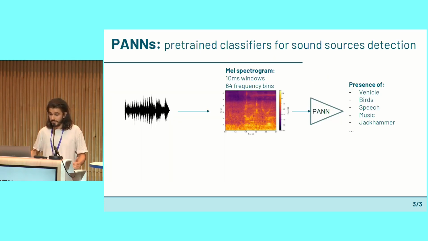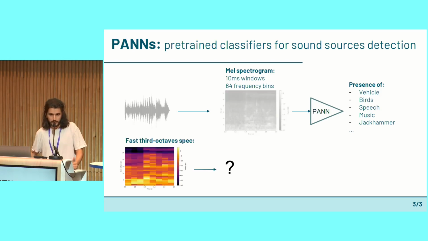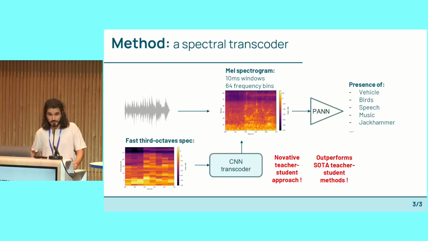And lucky for us, we have access to pre-trained classifiers for sound source detection, which are called PANNs. What they do is take a waveform as input, transform it into mel spectrograms, and then they are able to detect the presence of different kinds of sound sources. But we don't have access to either raw audio or mel spectrograms. What we have are fast third octave spectrograms. So our idea was to transcode fast third octave spectrograms into mel spectrograms in order to not have to train another model. We call that a spectral transcoder.